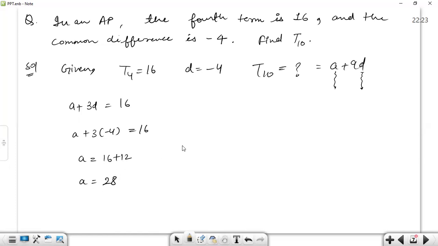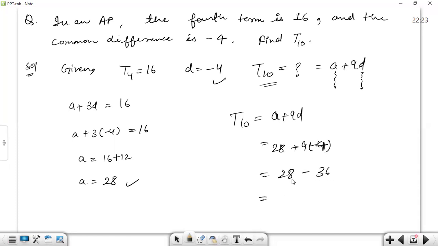So 12 goes to the right hand side. A becomes 28. Now we have A, we have D. To find T10, which will be A plus 9D. Now A is 28 plus 9 into D, which is minus 4. 28 minus 36. 28 minus 36 is what?